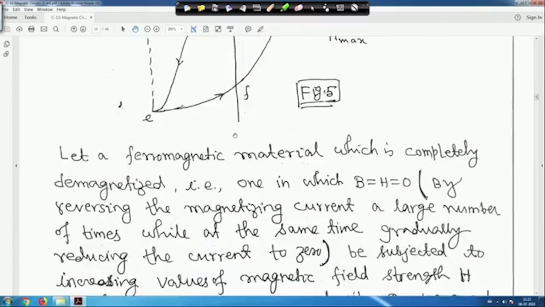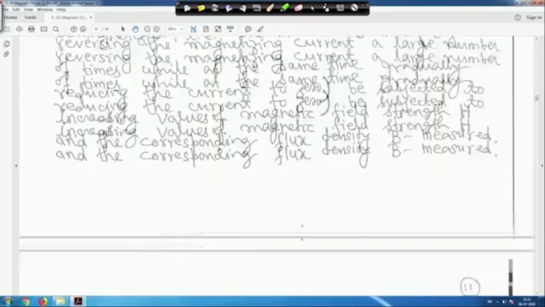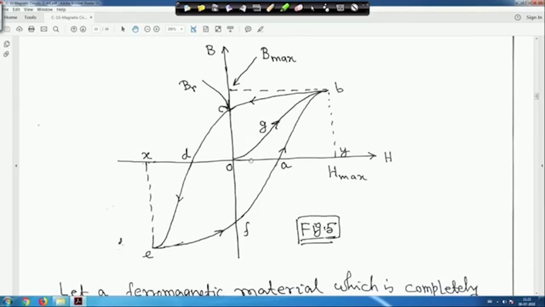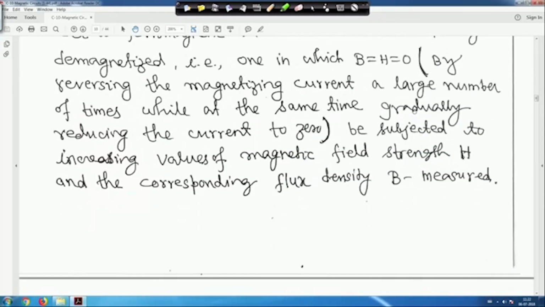Now, after making this, we are trying to increase H, right. If you increase H, that means you are increasing the current, then this one will follow the path OGB, right. So in that case, H has increasing values of magnetic field strength, and the corresponding flux density is measured, right.